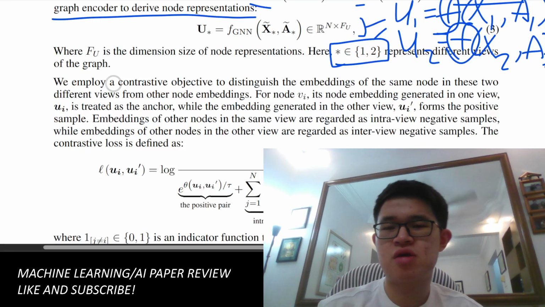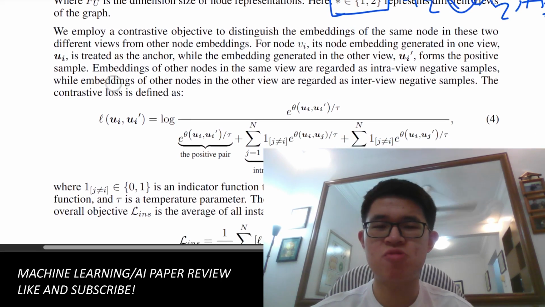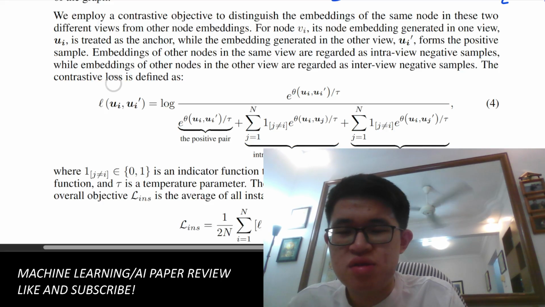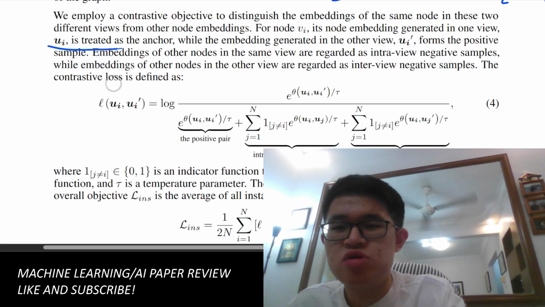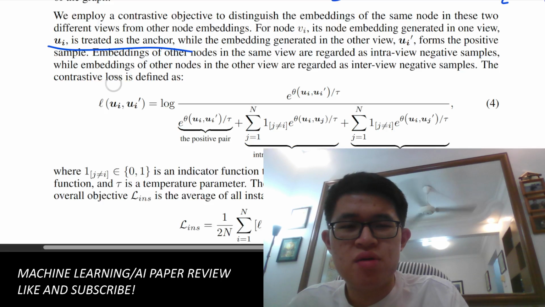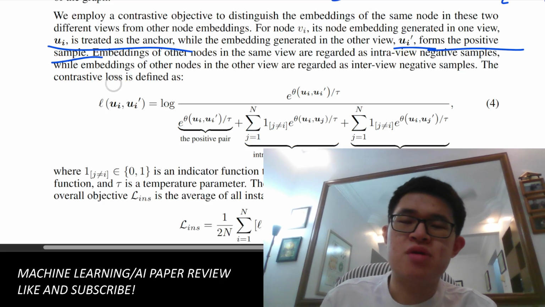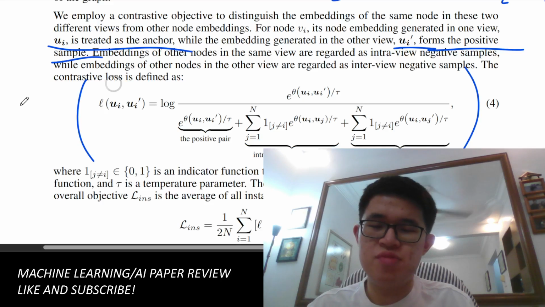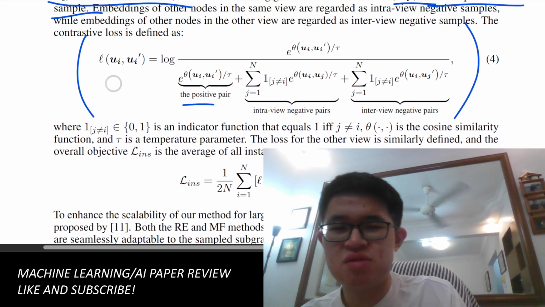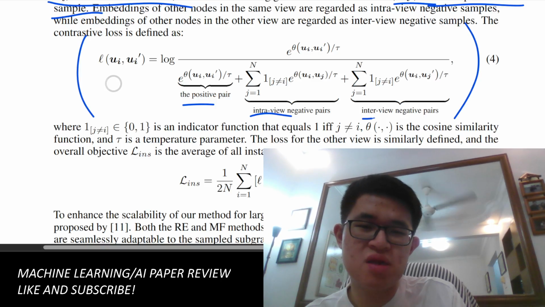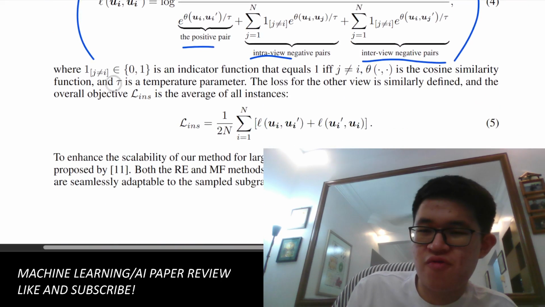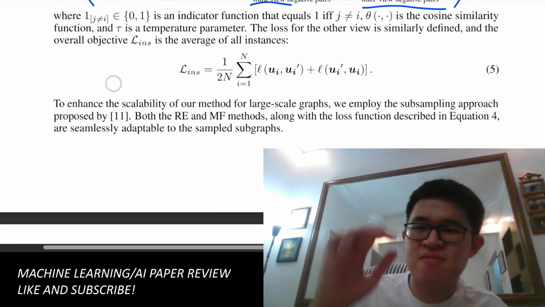We employ a contrastive objective to distinguish the embeddings, treating U_i as the anchor, while the other view U_i prime forms the positive sample. So this is essentially the loss function for contrastive learning, where you have the positive pair, the inter-view negative pairs, and the intra-view negative pairs. You try to reduce this in order to generate some kind of understanding of the differences of graphs.